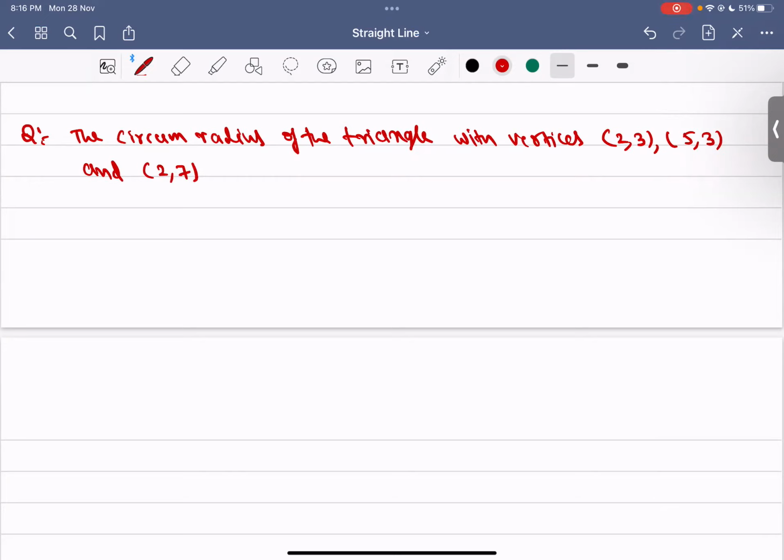Locate these points on the coordinate plane. So the diagram will be like this: this is the y-axis, this one is the x-axis. Now, this is the x-axis and this is the y-axis, this is the origin. Suppose this is 2, that is (2, 0), and this one is, suppose this is 5, that is (5, 0).